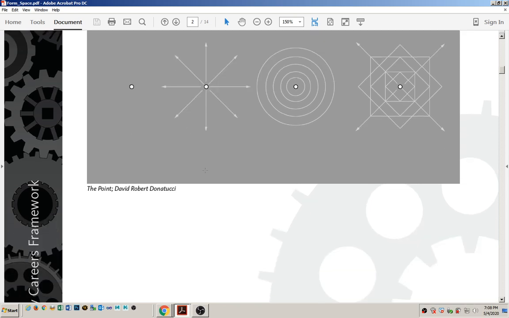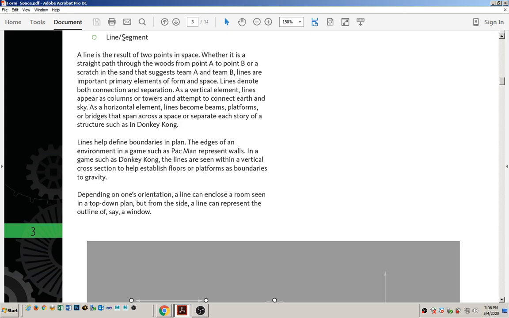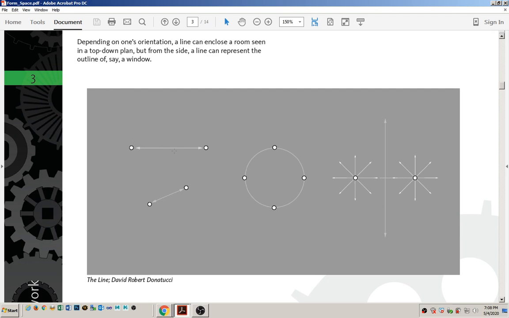Now if we put two points and connect them, we have a line or a segment. Now lines, as we see here, unlike a point, have directionality, or an implied directionality, whereas a point does not have any directionality, it just has a place. Now lines, just like points, have symbolic meaning. Now symbolically, they can be used to connect. So I'm connecting this to this.